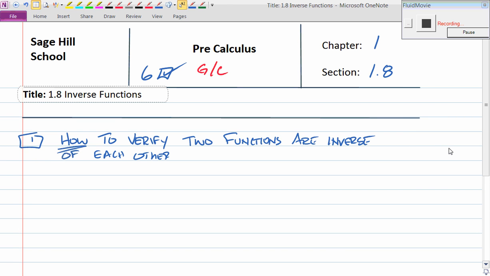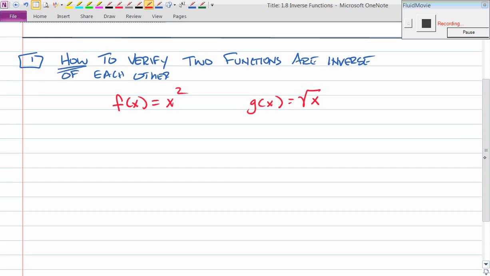Alright, so I'm going to start you off and give you two basic functions here. We're going to say f of x is equal to x squared, and g of x is equal to the square root of x. Alright, how do we verify that these two functions are indeed inverses of each other? From that example that we just saw, what an inverse function can do.